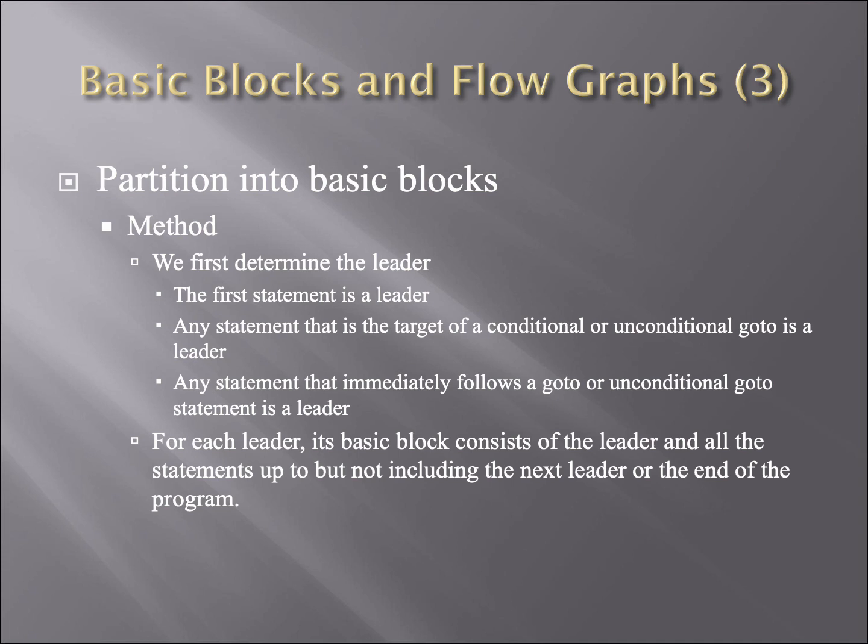The first statement in every block is called the leader of that block. So when you divide this three address code into different blocks, how do you find the leader? We first determine the leader. The first statement might be a leader, or any statement which is the target of a conditional statement. Suppose I'm checking a condition A less than B, go to. All these go to statements, or the target statement of any conditional or unconditional statement, might be a leader. Another option is any statement that immediately follows a go to statement or a conditional statement might also be a leader. So there are three ways of selecting a leader.